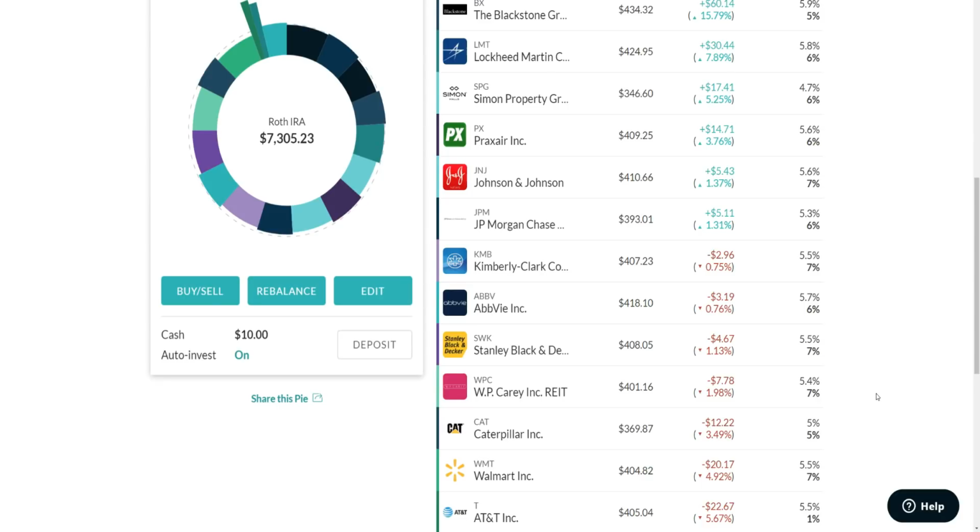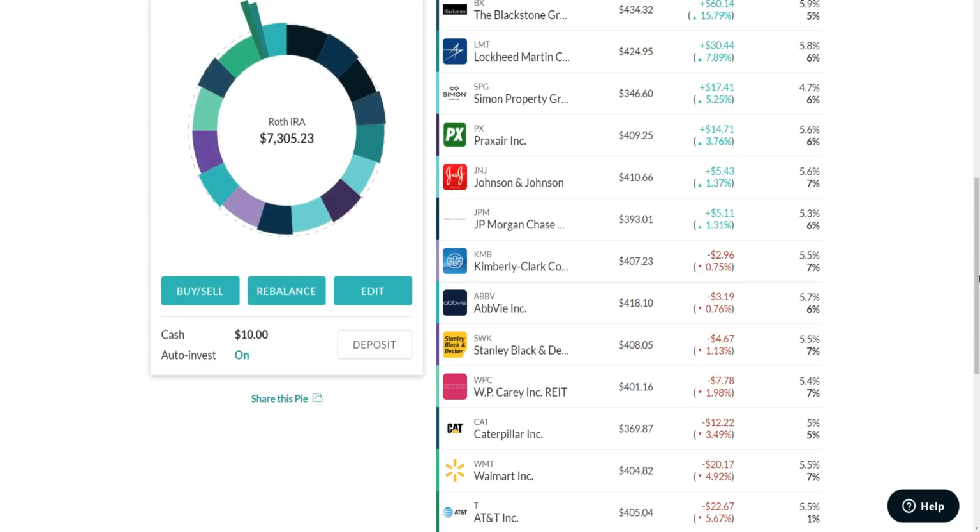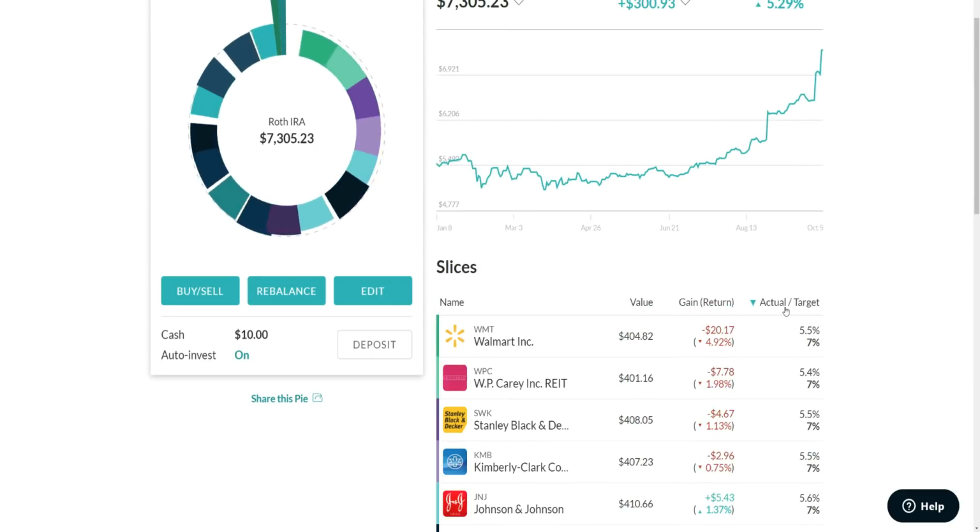I still want to keep them in my portfolio, so I don't want to sell them off, so they're not at 0%. But at the same time, I don't really want to allocate any new money into these. And these would be AT&T. Let's go see if I can go ahead and bump these up to the top.